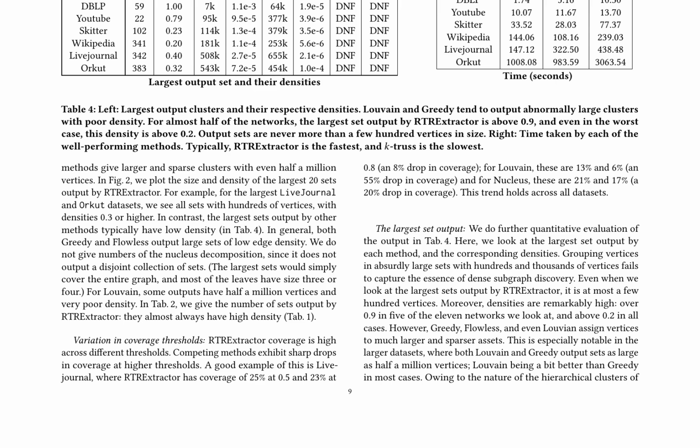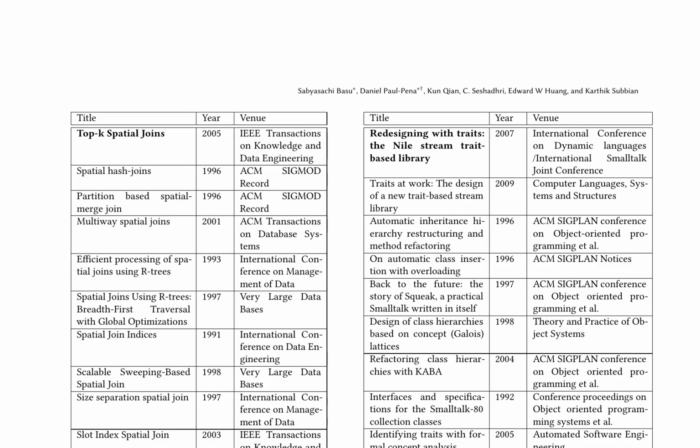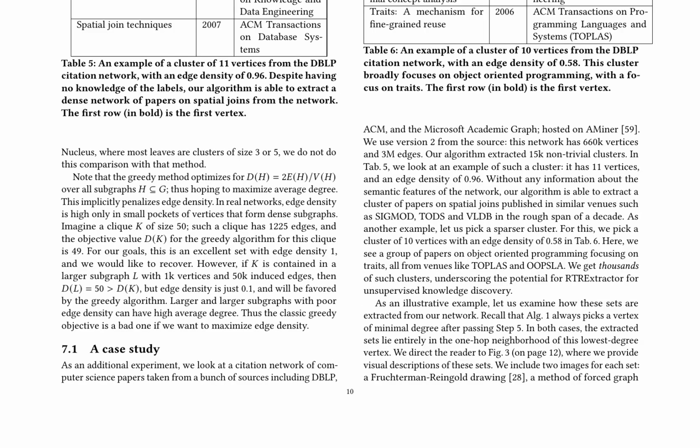The paper highlights the importance of edge density in identifying meaningful clusters and criticizes the classic greedy objective for favoring large but sparse subgraphs. A case study on a computer science citation network showcases the algorithm's ability to uncover clusters focused on specific topics, such as spatial joins and object-oriented programming, without prior knowledge of the network semantics. The results are visually supported by figures and tables, providing a comprehensive understanding of the algorithm's performance and the significance of its findings.